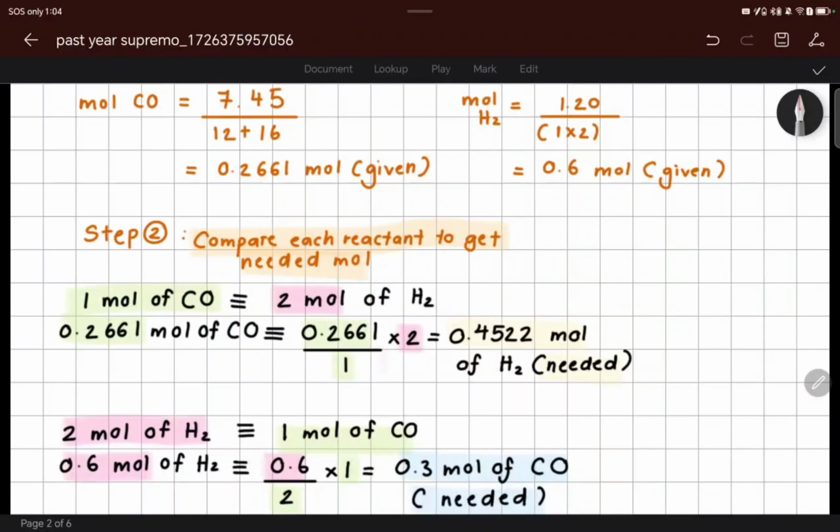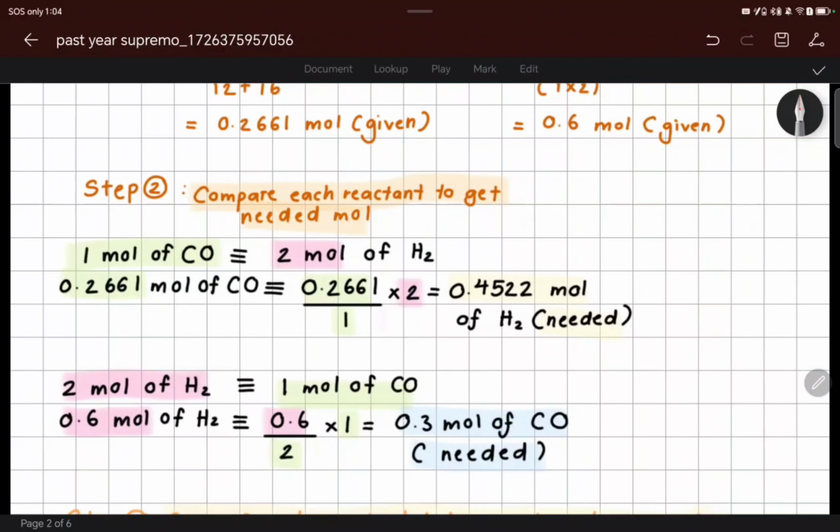Which is 1 mole of CO reacts with 2 mole of hydrogen. So the mole for CO is 0.2661 mole of CO reacting with hydrogen, which is 2 mole. So times 2, and then we will get the needed mole of hydrogen.